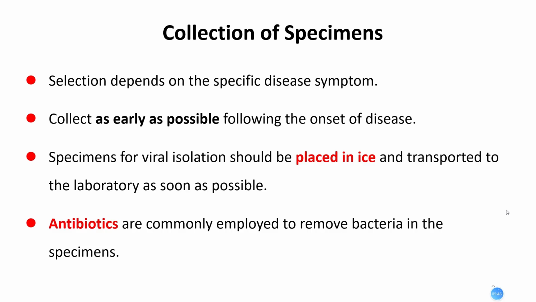We should select the proper specimen depending on the specific disease symptoms. That relies on your professional experience, and you decide the proper specimen to collect. And also, we want to collect the specimens as early as possible following the onset of the disease. So this is also important. Once you have your patient in your clinic, you want to collect the specimen as soon as possible. And also, the specimens for viral isolation should be placed on ice. This is critical.